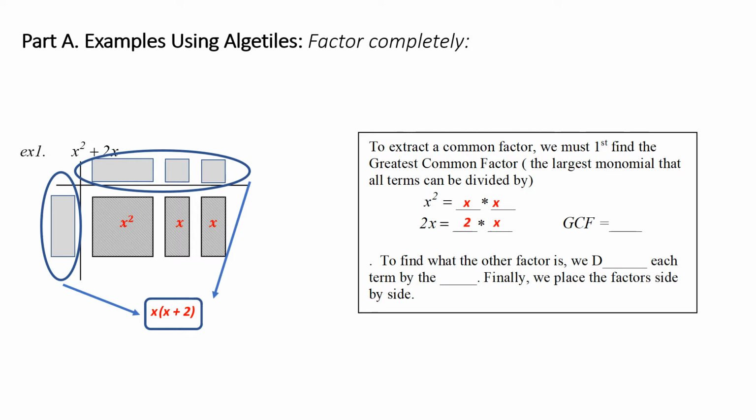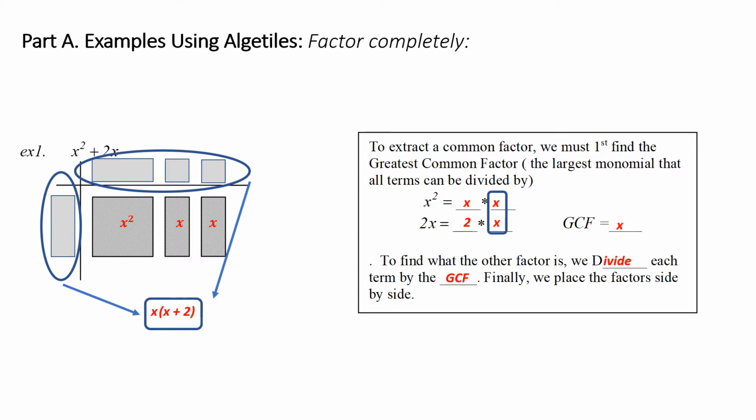What do these two terms have in common? They both have an x. Therefore, my greatest common factor would be x. Now, to find the other factor, what I'm going to do is divide each term by the greatest common factor, and then we put our factors side by side. Later on, I will be teaching you about dividing.